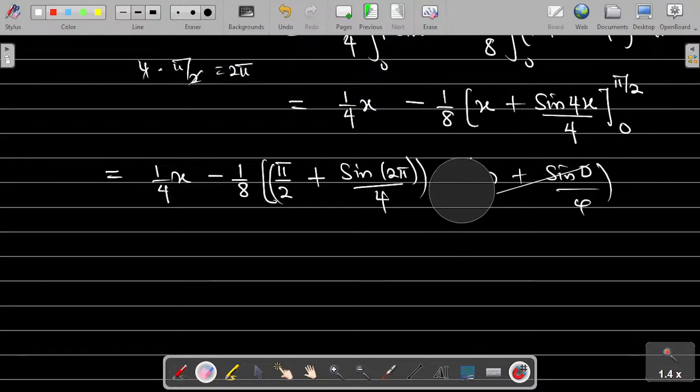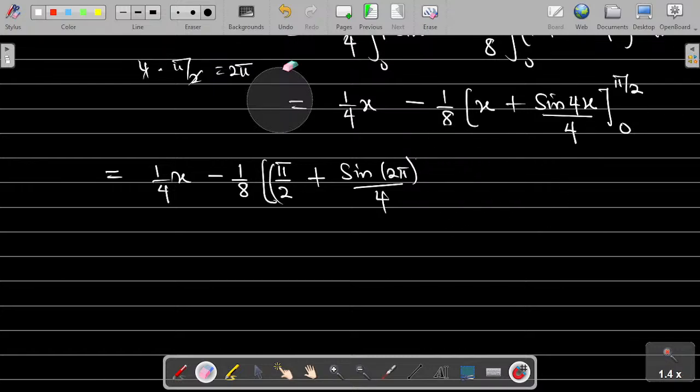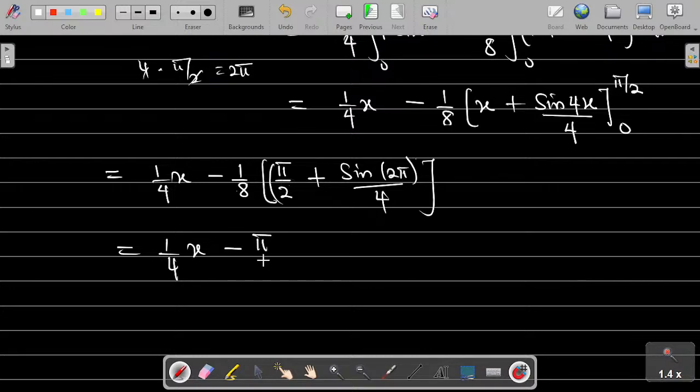So of course if you want to write it, you can. So all right, from here now we can open the final bracket. So we have 1 over 4x, this multiplying this will be minus pi over 16, then this multiplying this will be minus sine 2 pi.